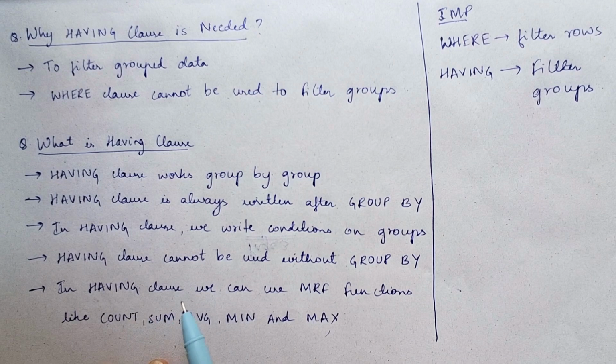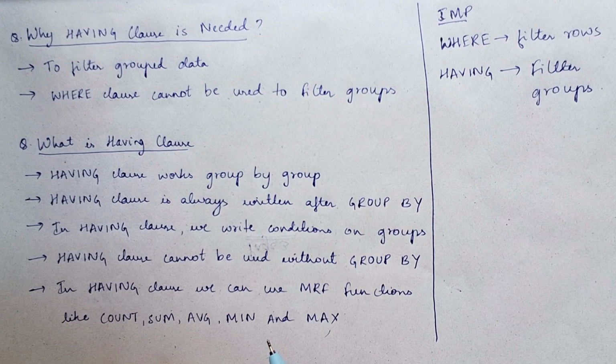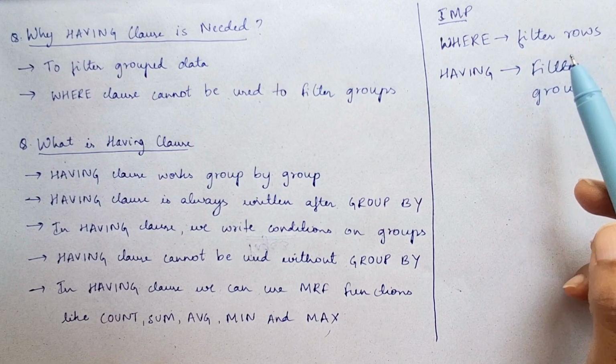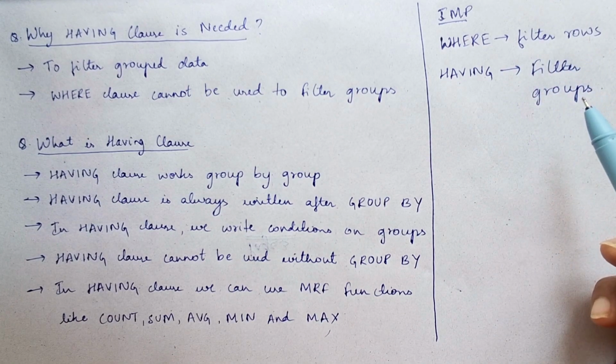Last point, in having clause, we can use aggregate functions like count, sum, average, min, and max. Aggregate functions work on multiple rows and give one result per group. We have count, sum, average, min, and max functions which make sense only after grouping. So they are commonly used inside the having clause. And guys, this is one of the reasons why having clause works on groups, not on rows. And guys, please remember this, where clause is used to filter the rows, whereas having clause filters the groups.